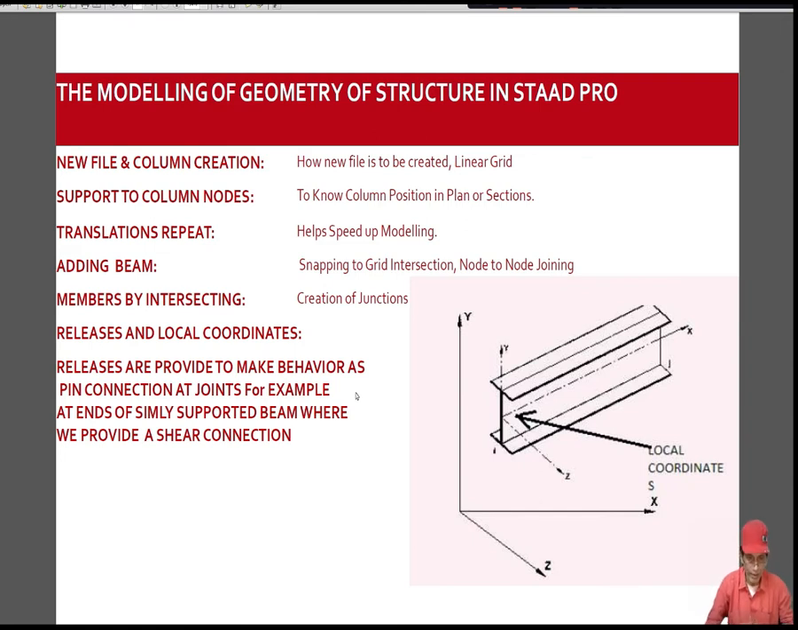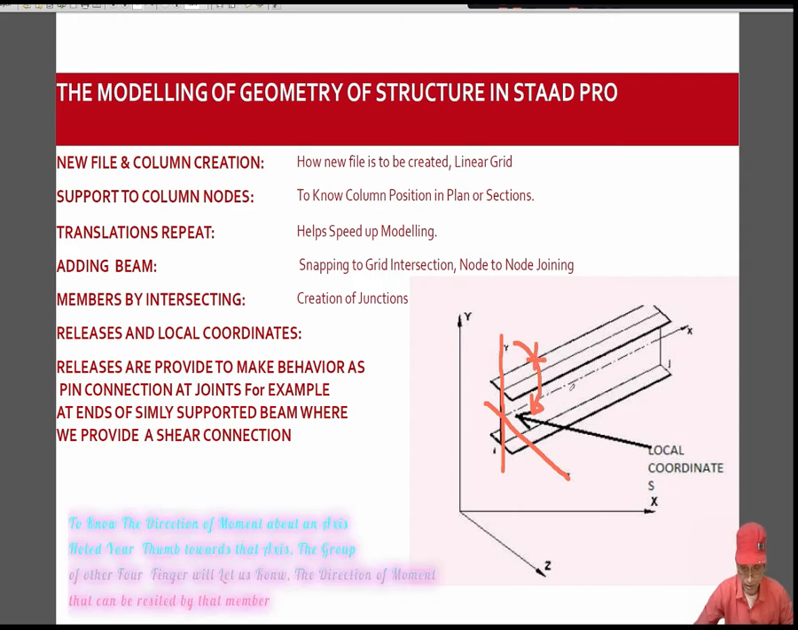So wherever we provide shear connection, we usually release those beams about local z direction and local y direction. So you see these are the local z direction and local y directions of a member. This is local z direction, this is local y direction. So when you release about local z, mz, this moment resisting capacity no longer exists. Then when you release about y direction, this moment resisting capacity no longer exists.